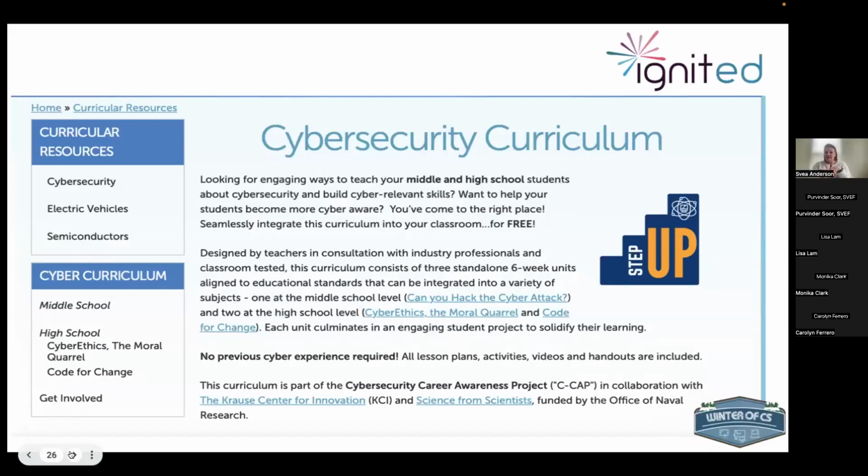So this is the link to the cybersecurity curriculum. And it says middle school, high school, but again, we can tweak it down. Very simple to put, as we noted earlier, we can do this with younger kids with the ciphers. Not only is there cybersecurity curriculum, but there's also curricular resources on electric vehicles and semiconductors. And I'm going to put the link in the chat in just a second.